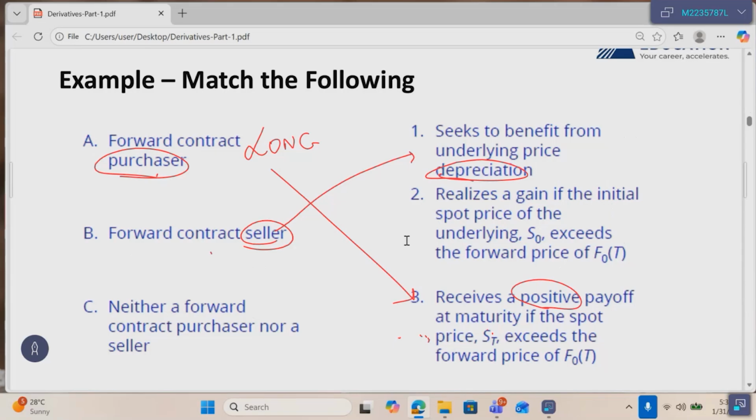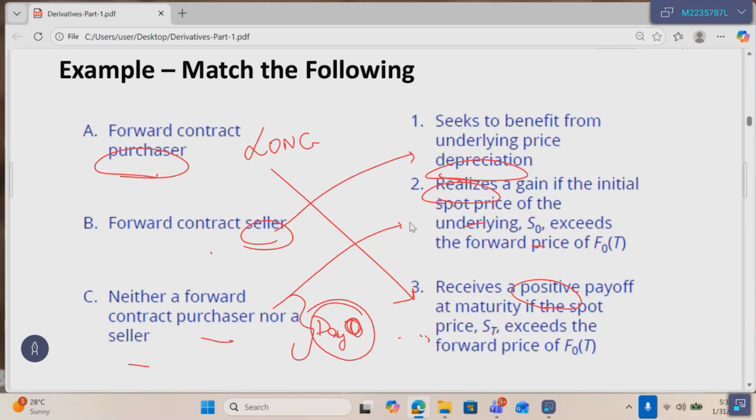Neither a forward purchaser nor seller will realize any gain if the initial spot price exceeds the forward price. So it will not make a difference to them, right? Because he will not earn anything on day 1. He will earn on day 30 or day 60 or day 90. So remember guys, on day 0, effectively, he'll have nothing. No profit, no loss. You got the concept? Answer the markings carefully. Any doubts? No doubts? Okay.